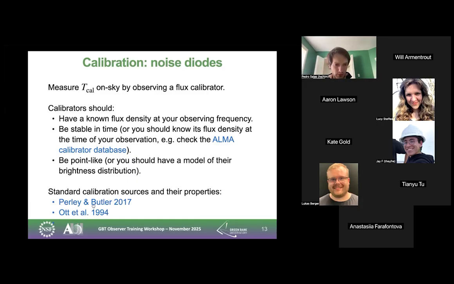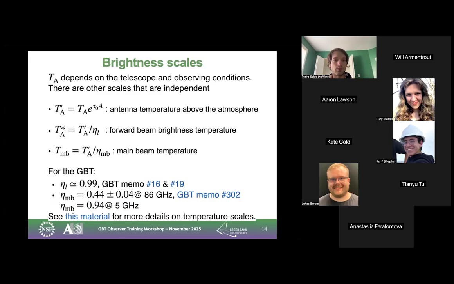Also, a slightly older one from Ott, but it's also good. The frequency range might be slightly less where they report their flux density values, but it's also a good reference to use.